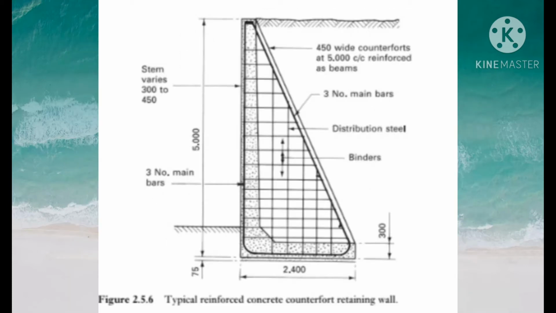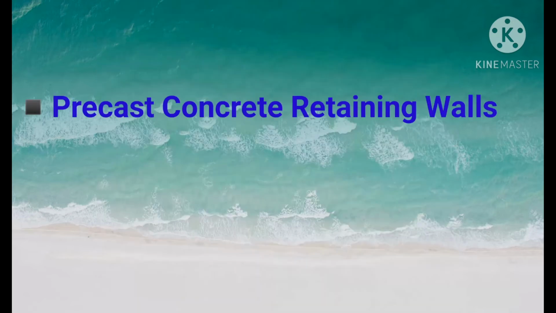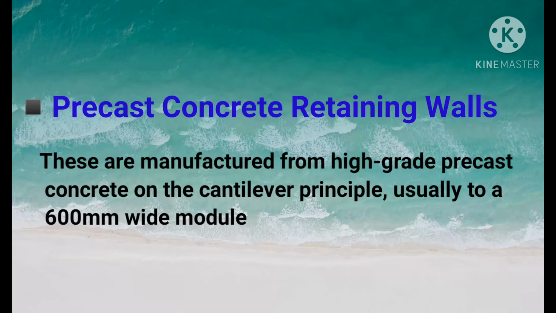If the counterforts are placed on the face of the stem, they are termed buttresses, and the whole arrangement is called a buttress retaining wall. The design and construction principles are similar in the two formats. So the next one is the precast concrete retaining walls.